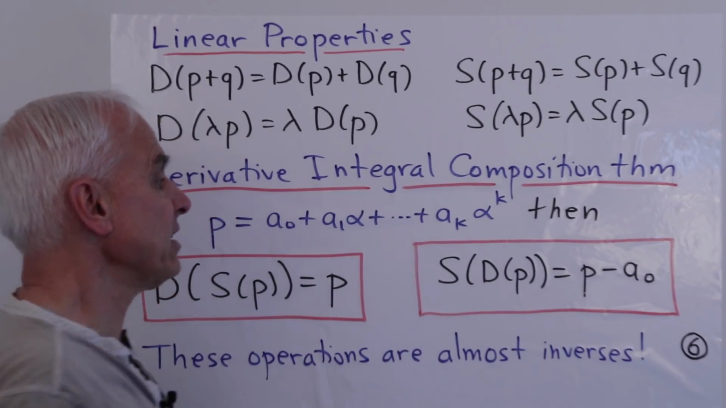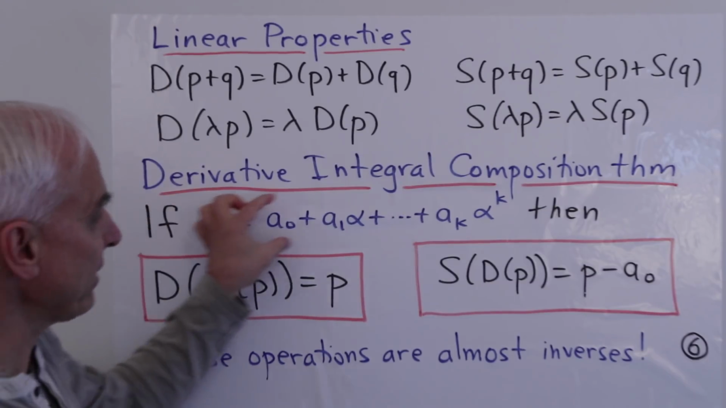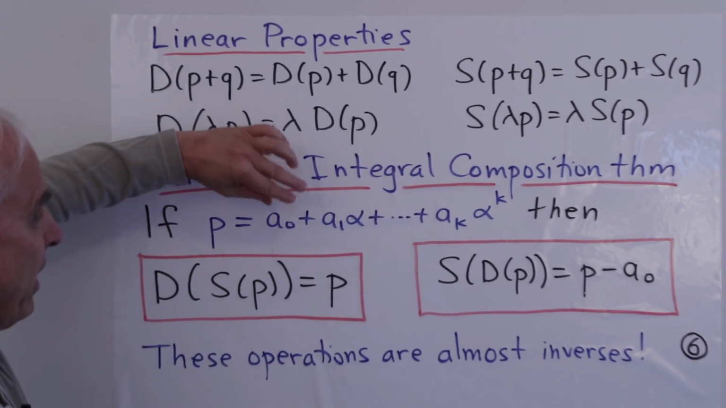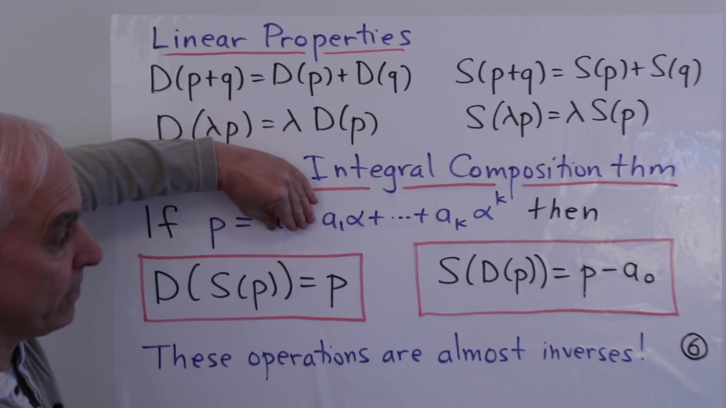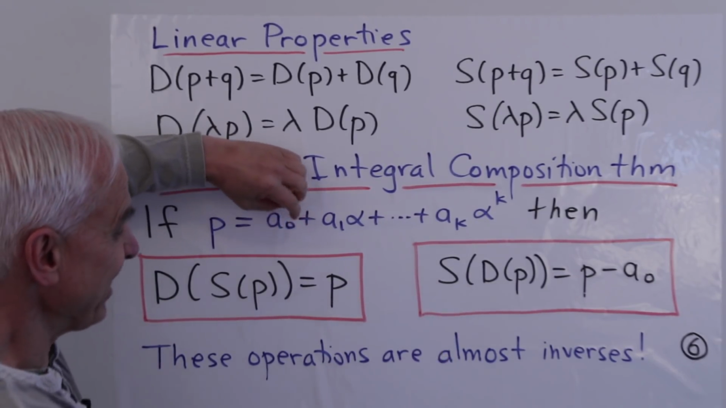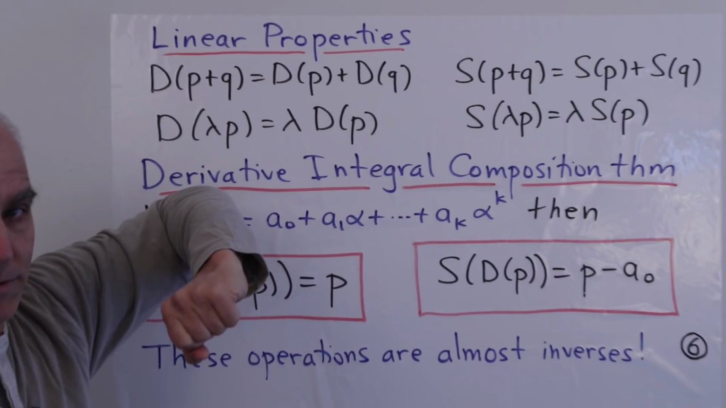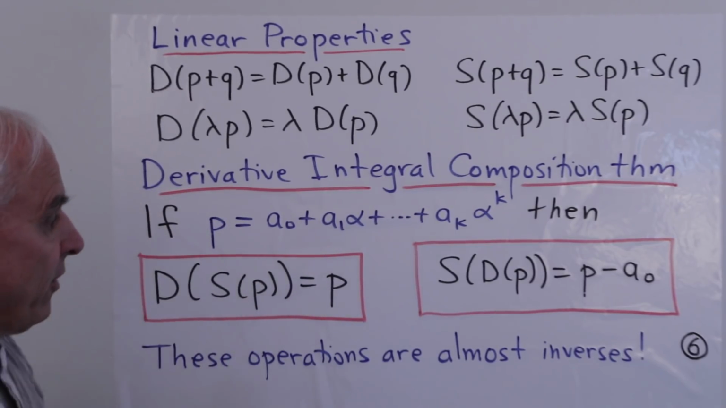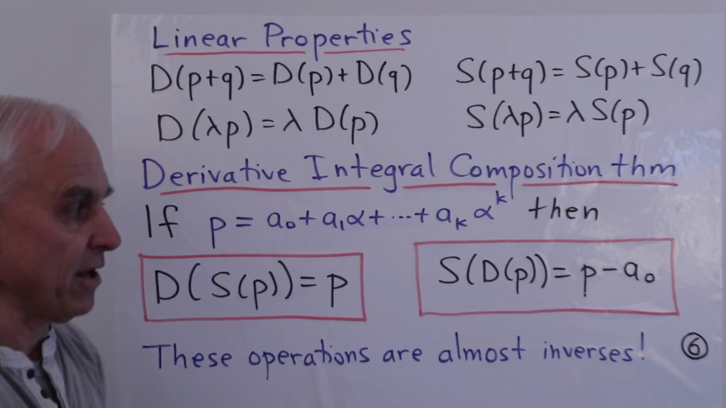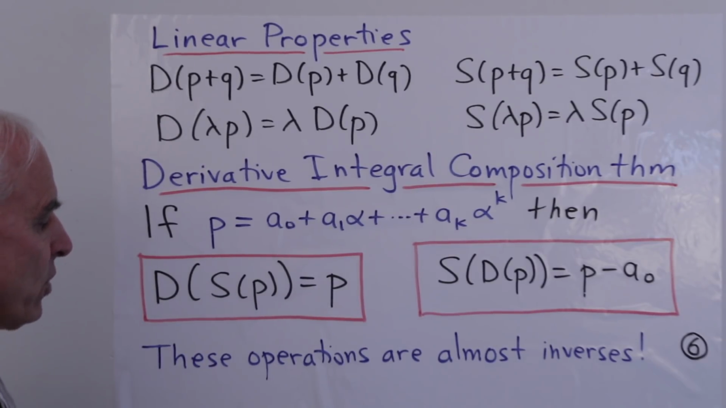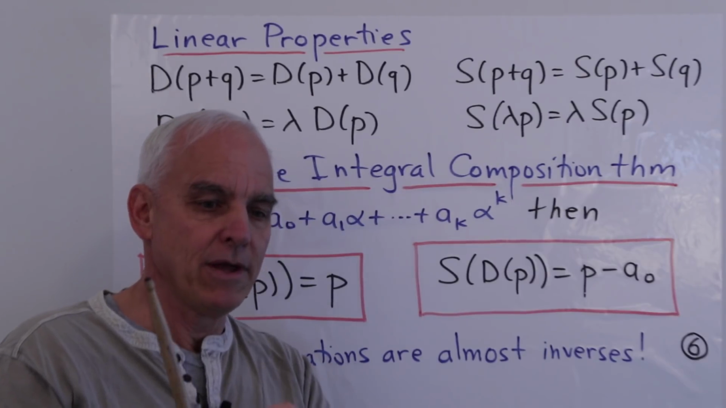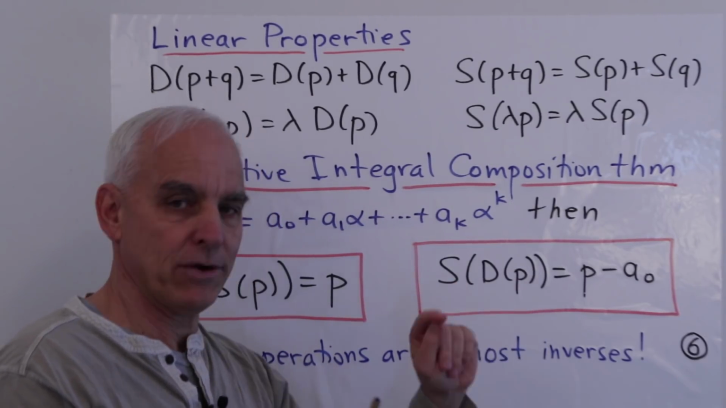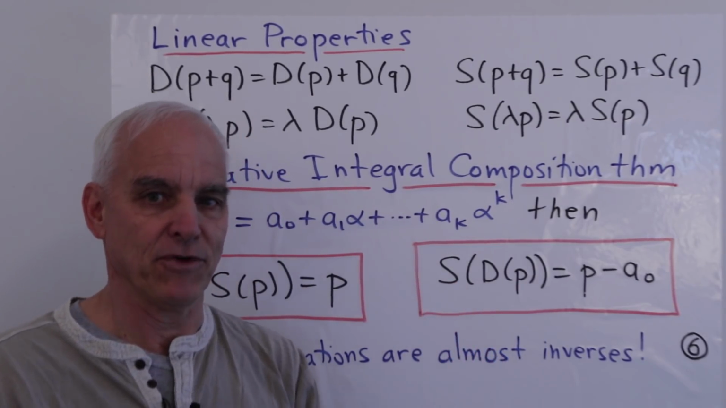So if we take p and we differentiate it first and then integrate it, we get p minus a0. In other words, we get back the same polynumber that we started with, except that the constant term is gone. The reason it's gone is because when we differentiate it, it is killed. It's multiplied by 0, so it's gone. So integrating it is not going to bring it back to life. Okay, so these operations are almost inverses, but we do have to be careful that they're not entirely inverses. That makes a big difference in calculus.